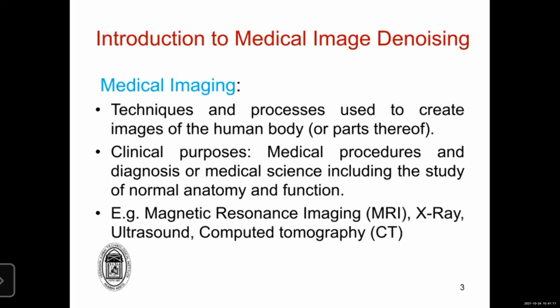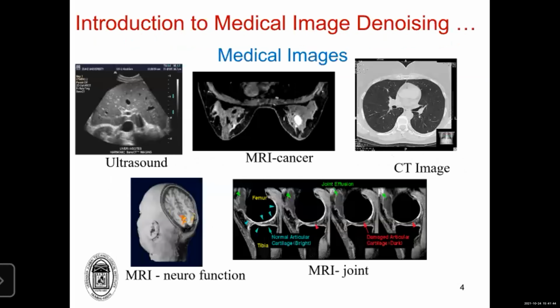Medical imaging, as I already mentioned, refers to the techniques and processes used to create images of the human body and parts thereof. The purpose is for medical procedures, diagnosis or medical science, including the study of normal anatomy and function. Examples are MRI, magnetic resonance imaging, X-ray, ultrasound, computed tomography, that is CT. These are the various images like ultrasound, MRI, CT image, MRI of neurofunction, MRI for joint.